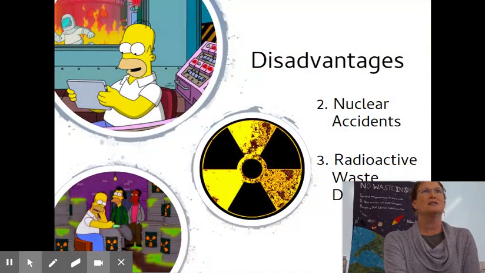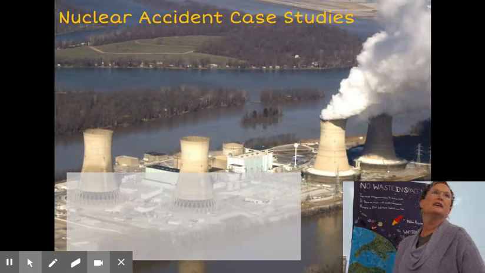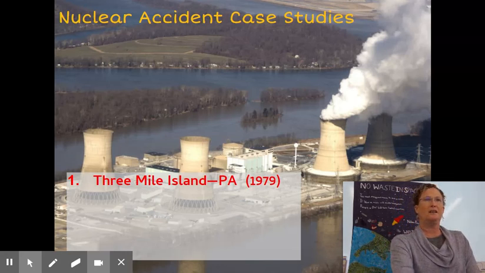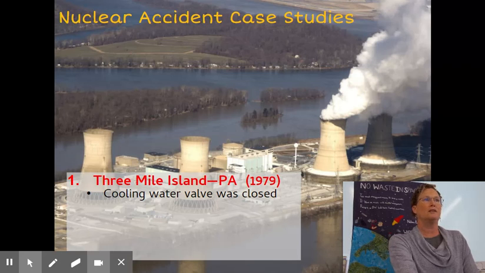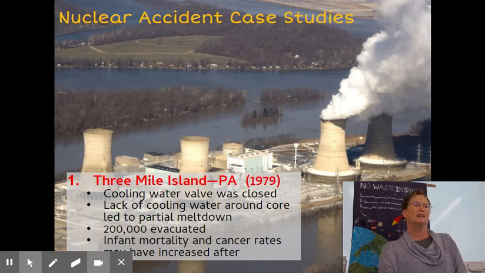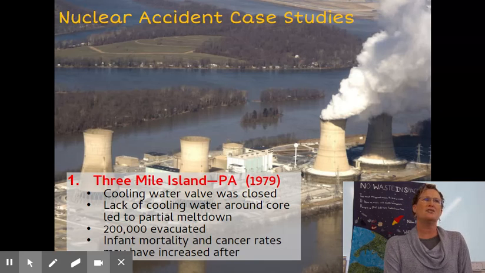Okay, so here are some of the biggest nuclear accidents. The first one is 3 Mile Island in Pennsylvania. So in 1979 in the United States, a cooling water valve was closed, and the lack of cooling around the core led to a partial meltdown. 200,000 people were evacuated. Infant mortality and cancer rates may have increased, but that was pretty hard to measure. There were no known people harmed from the partial meltdown in Pennsylvania in 1979.